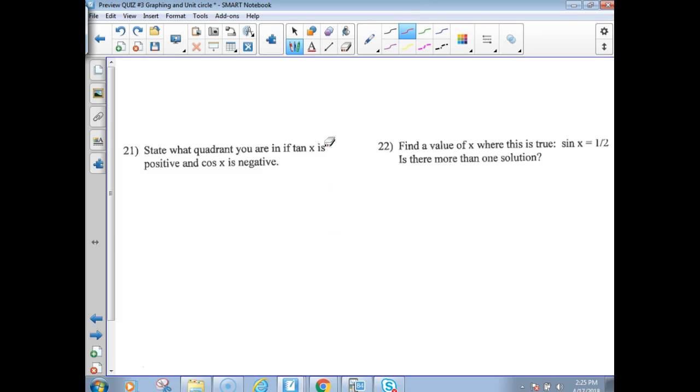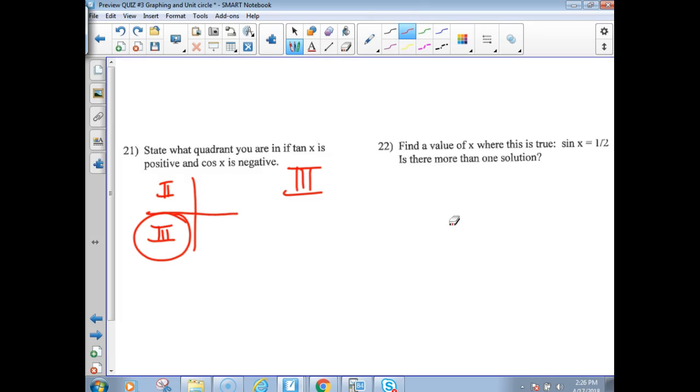State what quadrant you're in if the tangent of x is positive and the cotangent is negative. Cosine is negative in quadrants 2 and 3. Where's the tangent positive? 1 and 3. So it'd have to be 3.